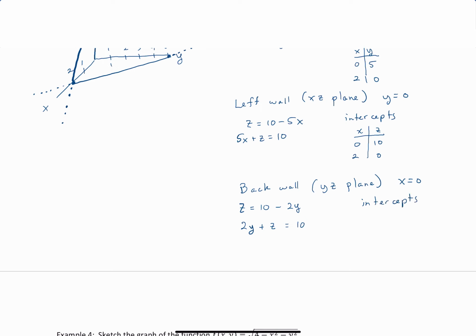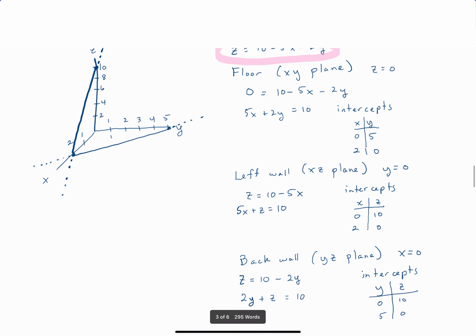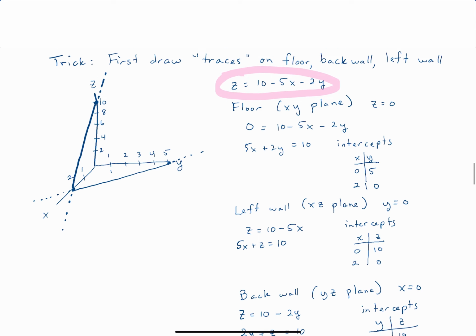The intercepts: if I put a 0 in for y, then z will be 10. If I put a 0 in for z, y will be 5. Which again confirms our previous calculations and also lets us know that the line that our plane is going to intersect that back wall in is that line.